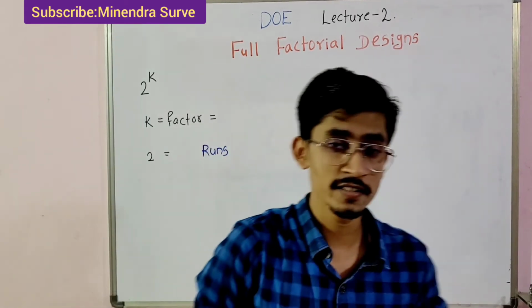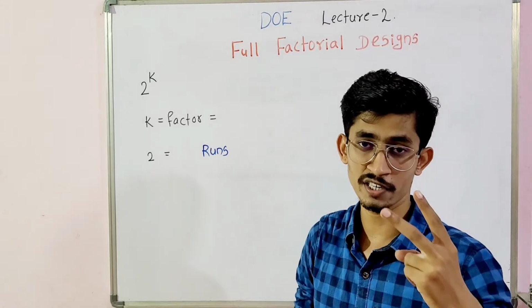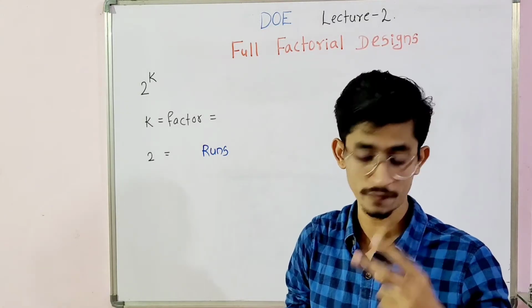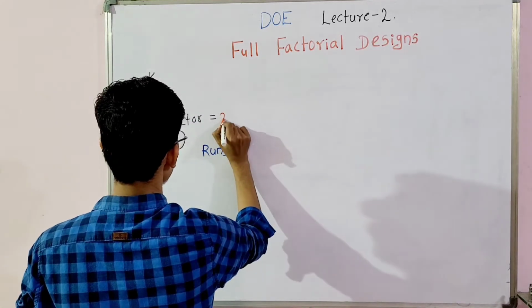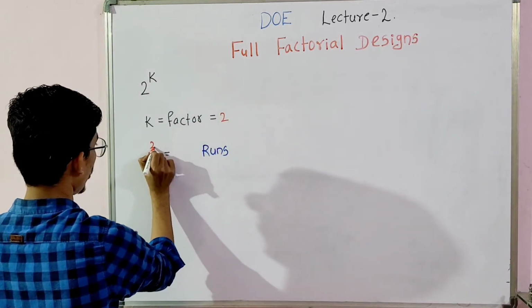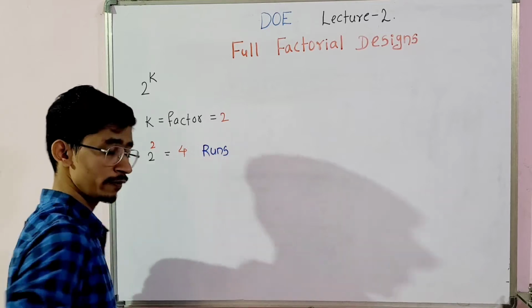So second consideration, here we are considering two factors. What is the value of k? You can take the value of k is equal to 2. So 2 raised to 2 is nothing but how many runs? You will get directly 4 runs.